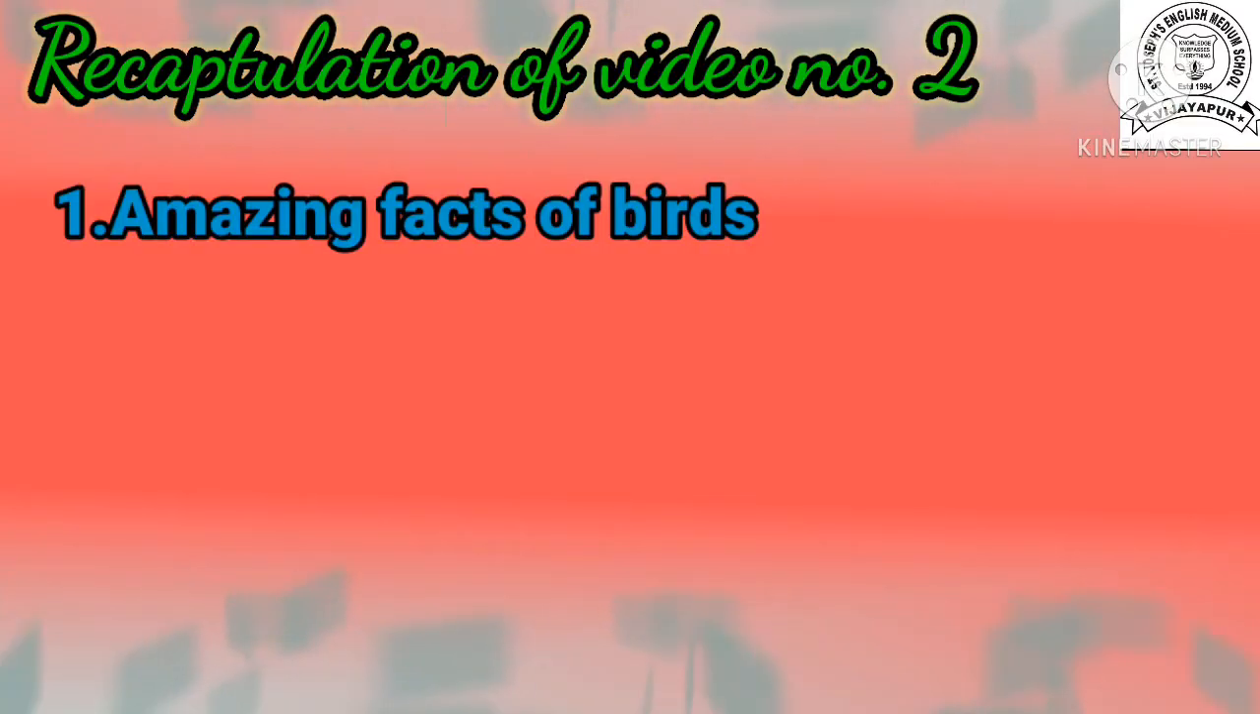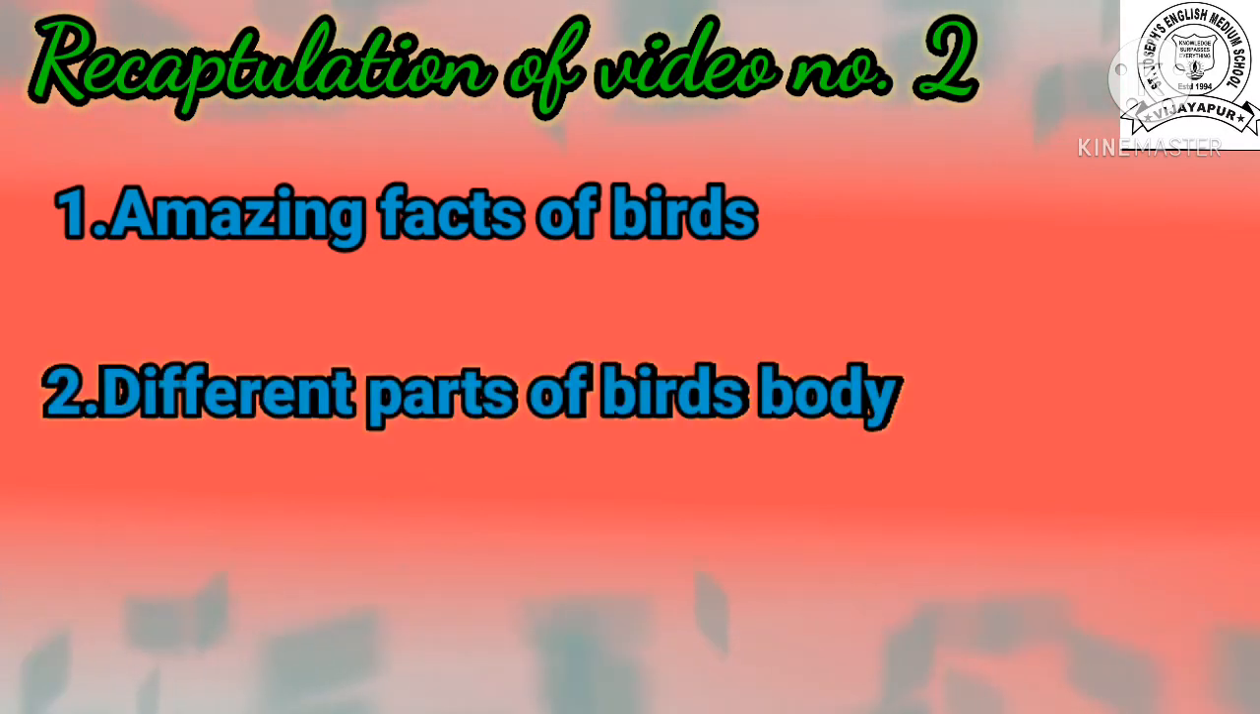In video number 2, first of all we learned the amazing facts of birds. The kiwi bird is a flightless bird and it can't see properly in daylight, and it can hunt by using smell. The next one is the mockingbird. It can emit different sounds like the knocking sound of a door, a cat sound, a dog sound. That's why it is called a mockingbird, because it emits different sounds. Then the ostrich. Ostrich is a very big bird and it is also a flightless bird, but it can run very fast.